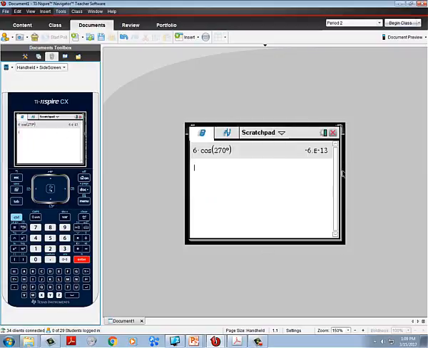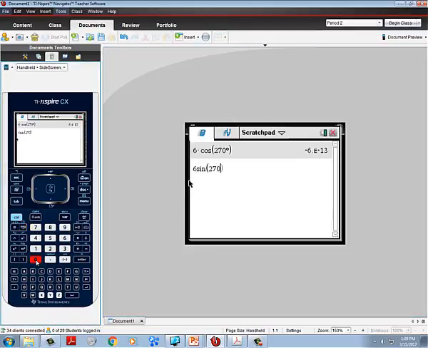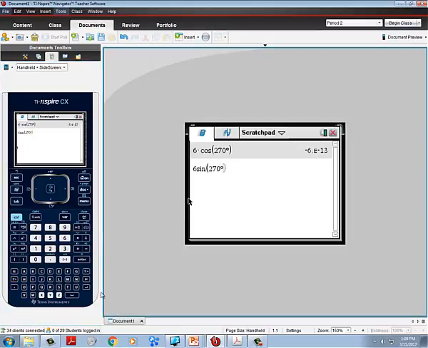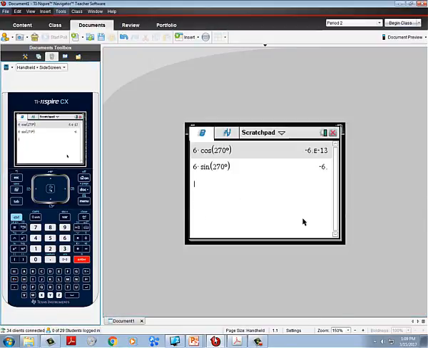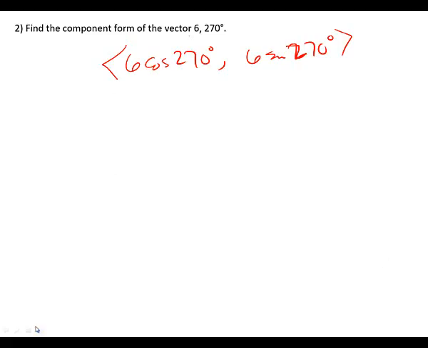So we need to talk about that answer. That means you take the decimal point and you move it 13 times to the left, which makes it 0.000000006. So it's basically 0 whenever you see that. Then we're going to do the other component, 6 sine of 270, and it's in degrees, and hit enter. That's -6. So what we would write for our answer, or what we would be looking for in multiple choice, is, what did we say? We said it was 0, -6, right?